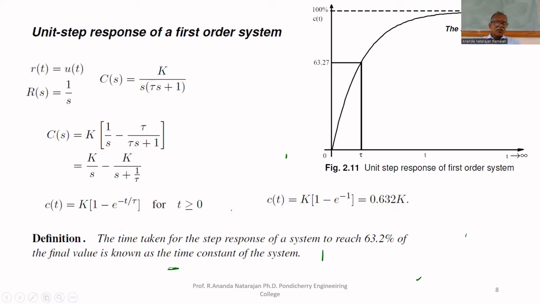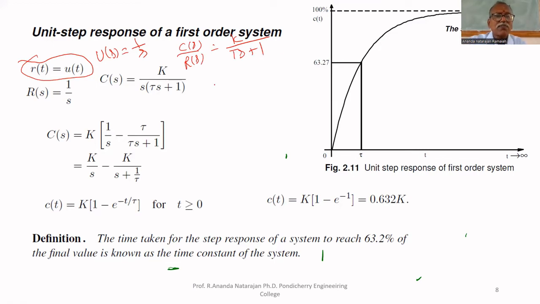Now the same first order function, but with a step input. R of t equal to U of t, so R of s equal to 1 upon s. Therefore, C of s upon R of s, that is the transfer function, equals K upon tau s plus 1, a first order system.